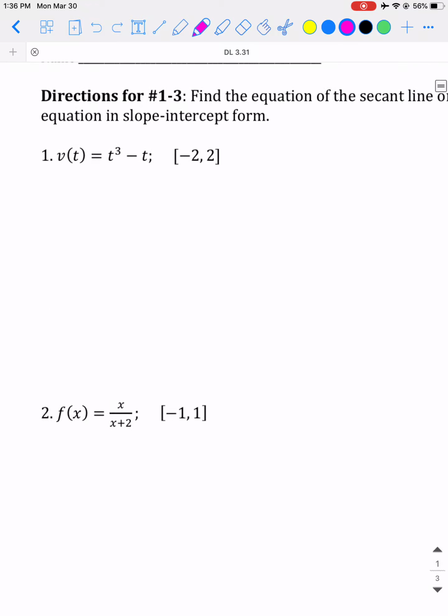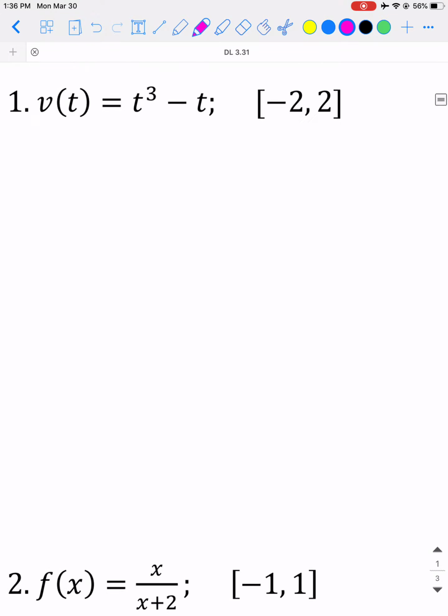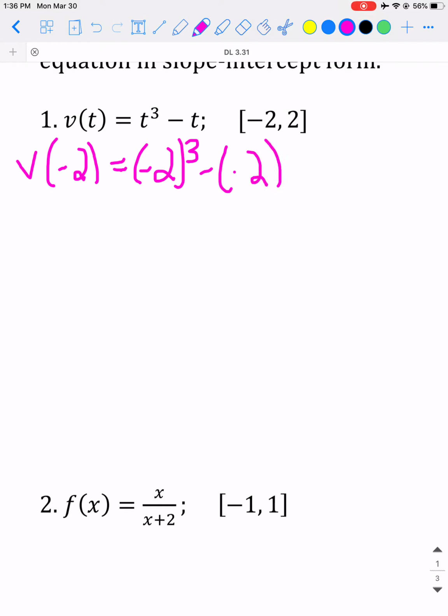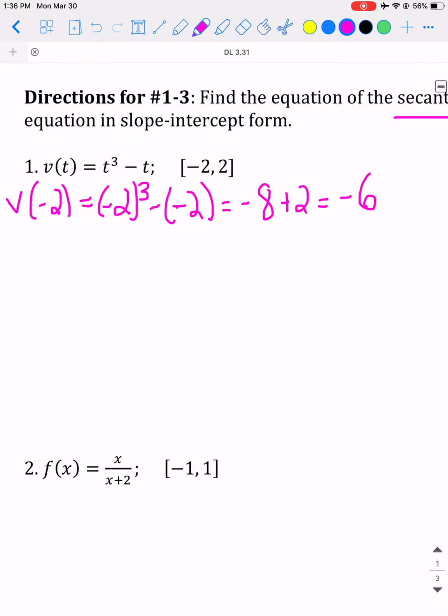If we look at number 1 here, remember from yesterday that to find the equation of the secant line, we know that the slope of this line, or the average rate of change, is the same as the slope of the secant line. So I'm going to start by finding the slope of this function at -2 and 2. So first I'm going to find v of -2, which will give me -8 plus 2, which equals -6.